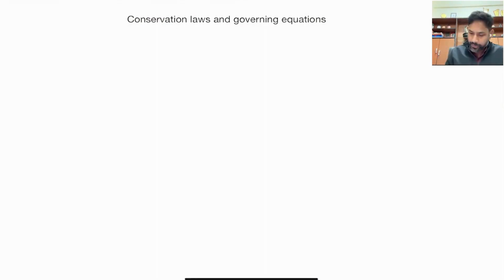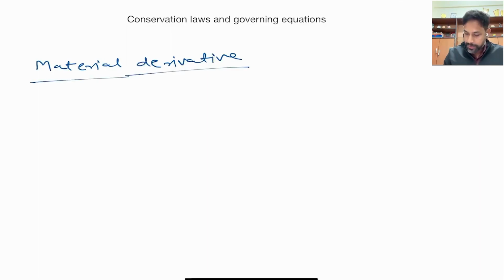So the very first is the material derivative, which is something you might have studied before. Material derivative is obviously not really a conservation law. It's just a mathematical formulation. But it is very useful when we define conservation laws because it helps us in shortening long equations.